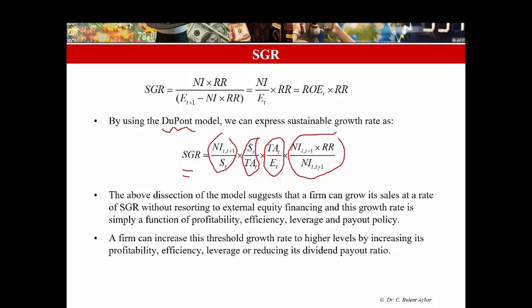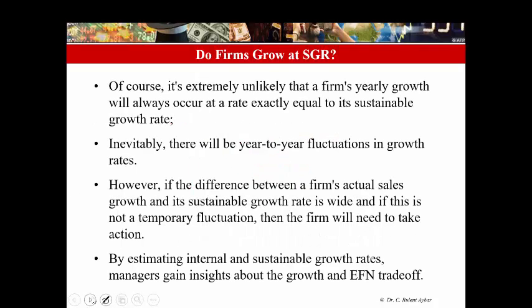So dissecting the sustainable growth rate into these components also gives us some insights about how a firm can increase its sustainable growth rate, meaning the type of growth that it can achieve without issuing external equity and without distorting its existing capital structure. A firm can always increase this threshold growth rate to higher levels by increasing its profitability, its efficiency, leverage, or reducing its dividend payout ratio or increasing its retention ratio.